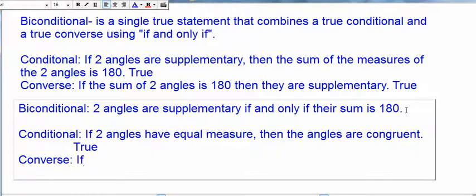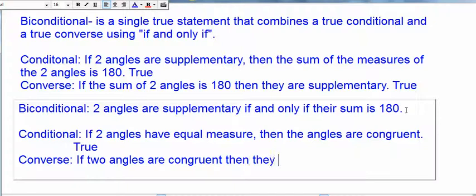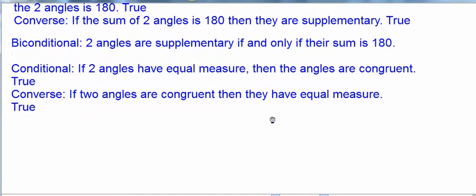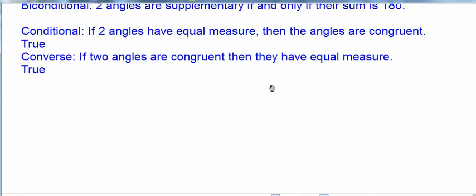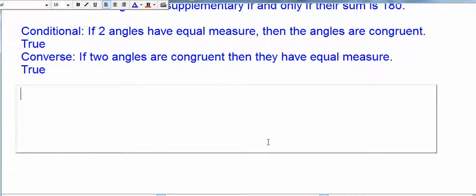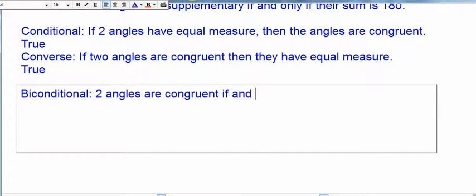Volunteer? If two angles are congruent, then they have equal measure. Truth value. Good. Alright, so what do you got now? You've got a conditional that's true and a converse that's true. So then what can you write? A biconditional. Any volunteers? Katri? Two angles are congruent if and only if they have equal measure. Very good.